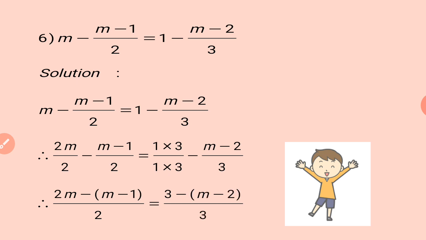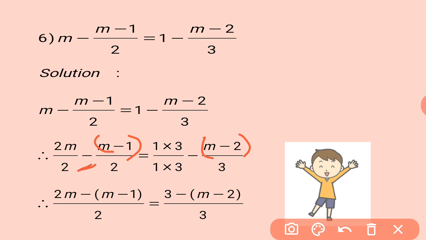The next step is solving the numerator on each side because the denominators are the same. But here one thing you have to remember is you have to enclose the second part, that is m minus 1 and m minus 2, in brackets because of the presence of this minus sign. This minus sign is actually for m as well as minus 1. Similarly, it is for m as well as minus 2. So you have to be very careful.